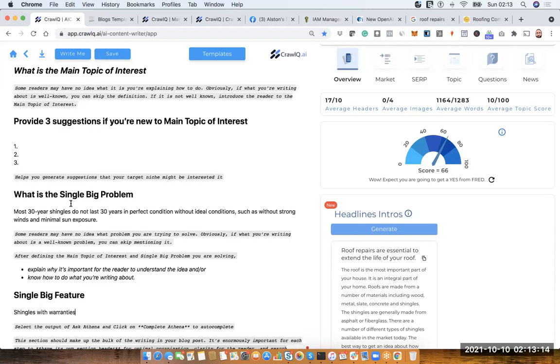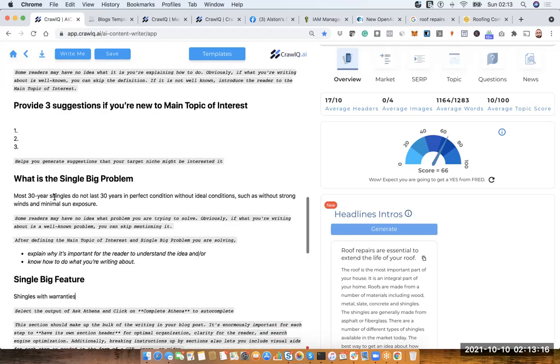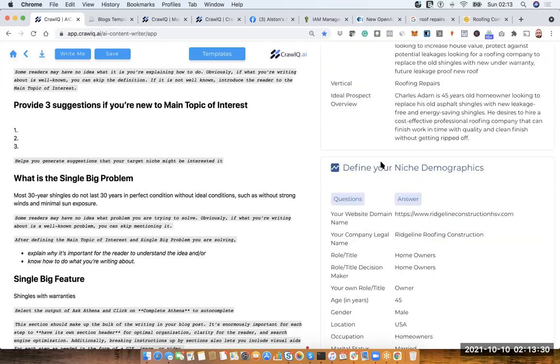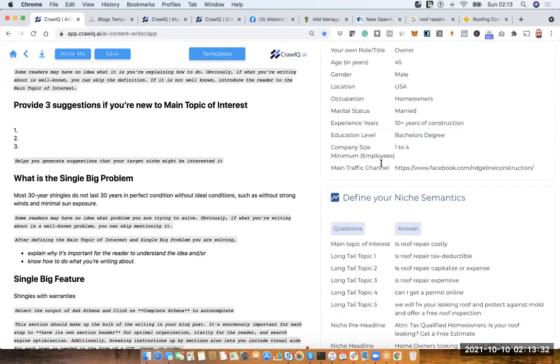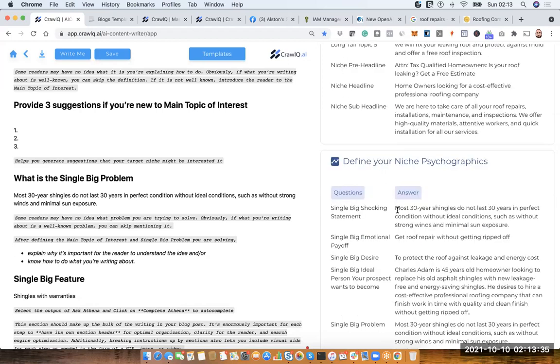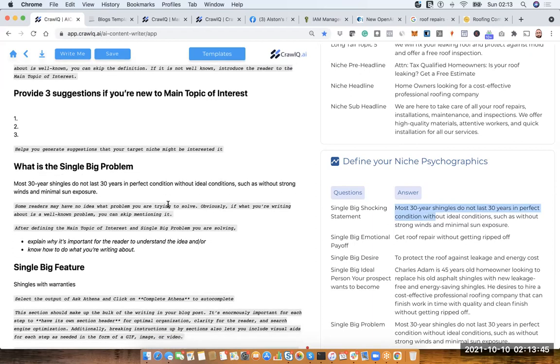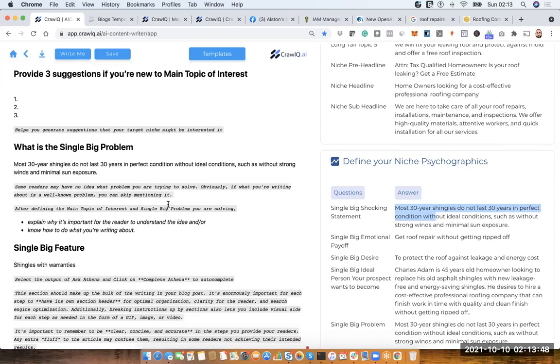So we said, what is a single big problem? Most 30-year shingles do not last 30 years without ideal conditions. And if you remember, that was one of the research statements in the market research that we did. So all the time when I'm covering problems, we will be very specific. One of the shocking statements was most 30-year shingles do not last 30 years in perfect condition. It exactly pulled this information as a problem also, right? And that's a good way to make sure that whatever you're writing has a connection with your research.